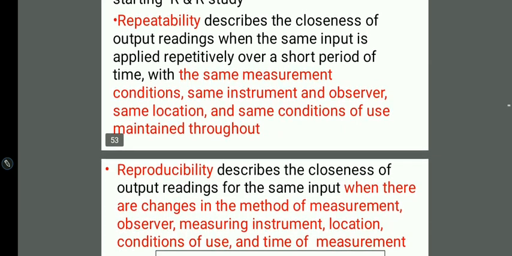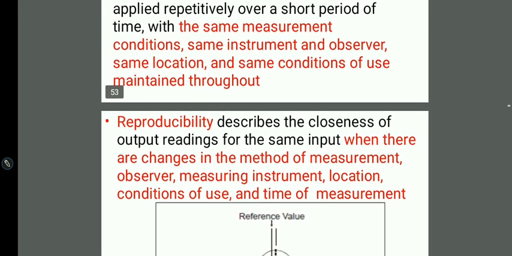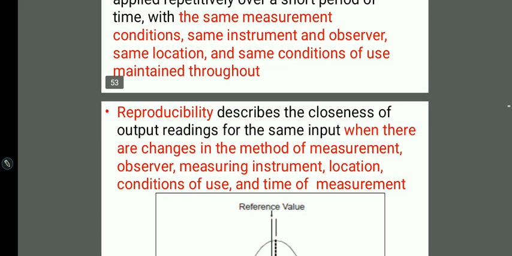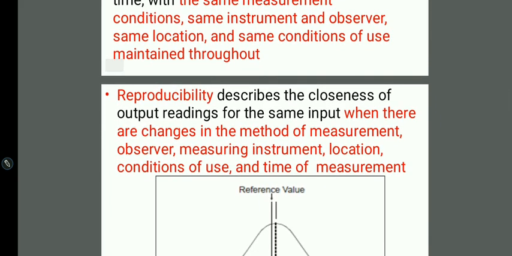Then reproducibility. Reproducibility describes the closeness of output readings for the same input when there are changes in the method of measurement, observer, measuring instrument, location, conditions of use and time of measurement. That is the ability of an instrument to give the same readings when the measurement is taken under different conditions, using different methods, at different locations, different times, etc. That is reproducibility. So these are called RR characteristics, and they are very important from the measurement point of view.